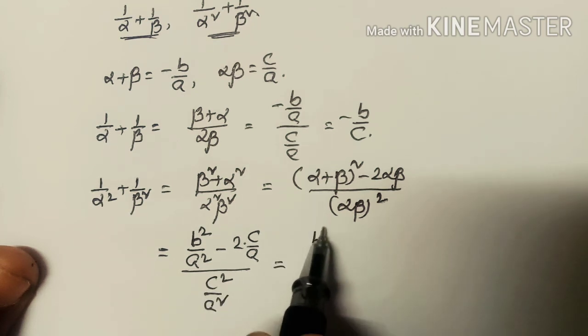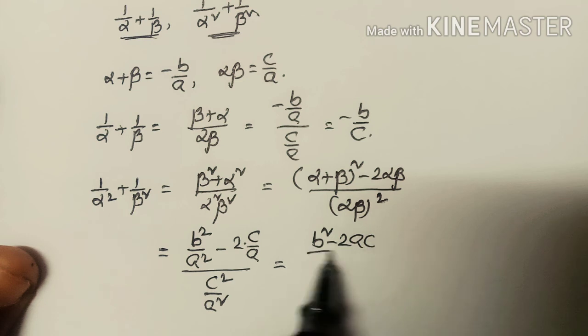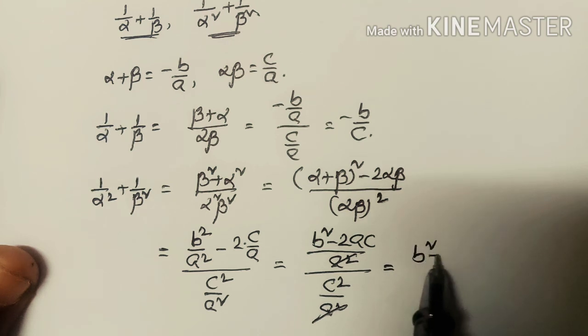Now taking LCM we get b square minus 2ac by a square, whole by c square by a square. So the answer is b square minus 2ac by c square. That's all. This is the answer.